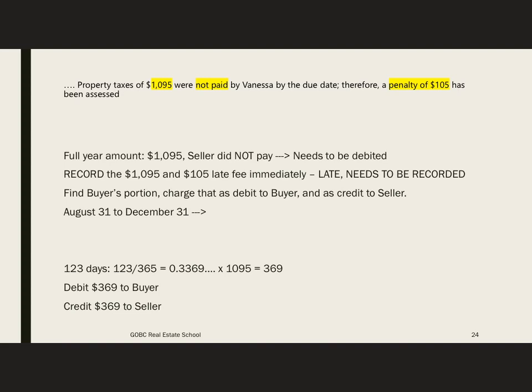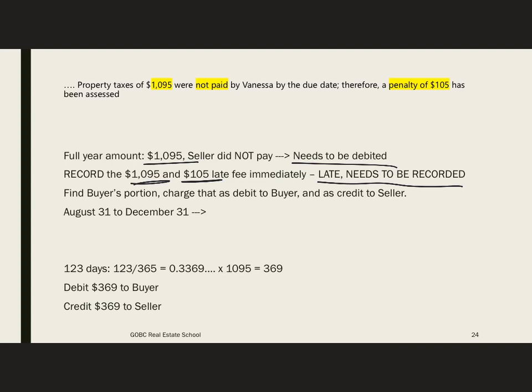Okay, so let's take care of all of this calculating for the property taxes. It says here that the full year amount is $1,095. The seller didn't pay, so we do need to debit that from the seller, and we need to debit the 105 as well. So we're going to record both of those because they're late and they need to be paid. The seller should have paid it. The buyer shouldn't have to pay the full amount. So we're going to make the seller pay.